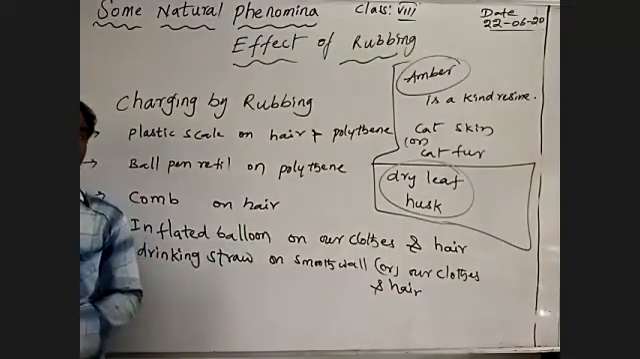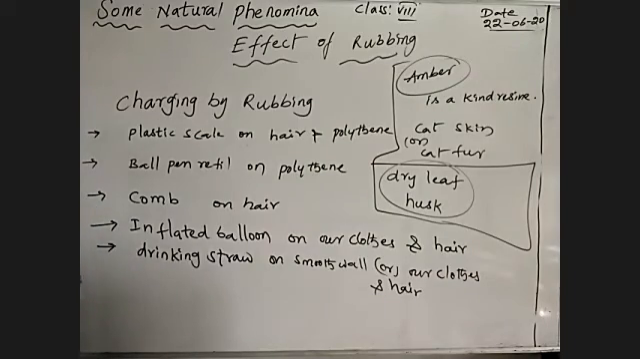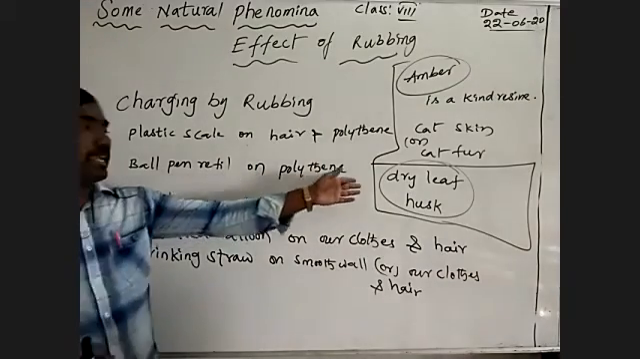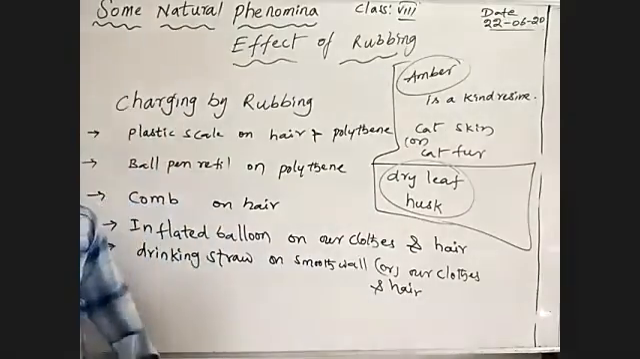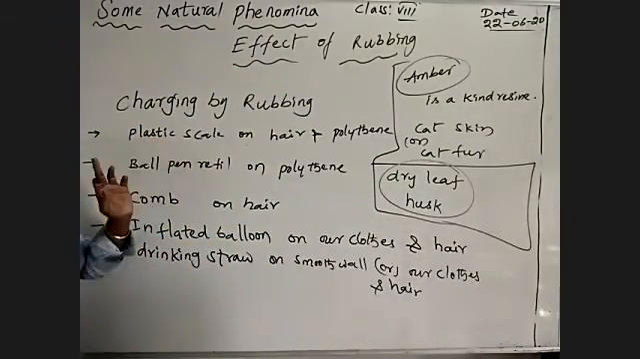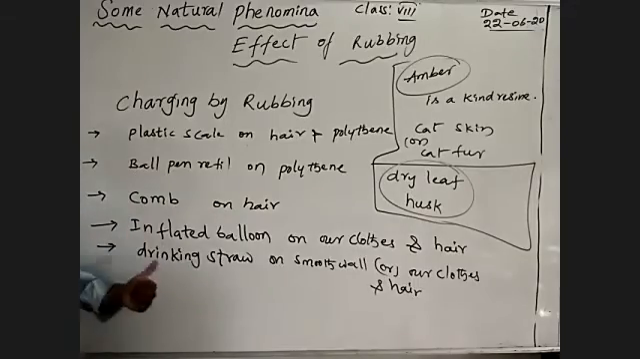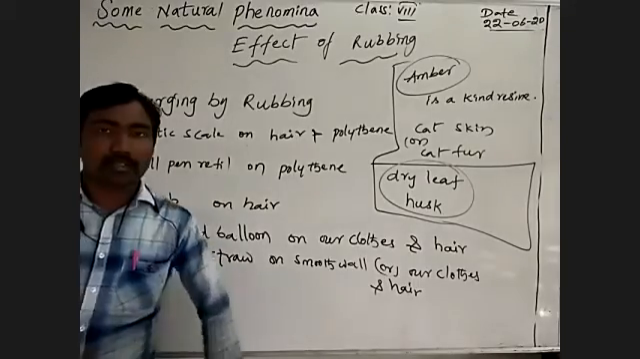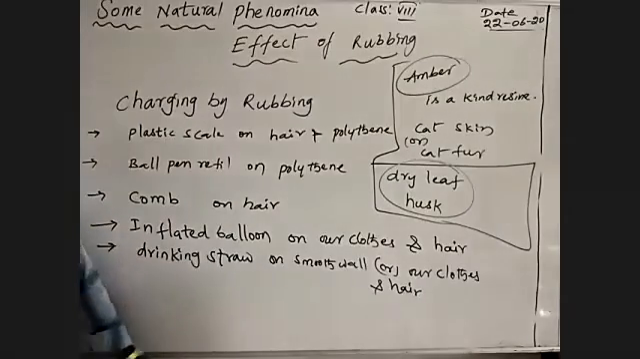Not only with the tiny papers, we can utilize dry leaves and husk to check whether they are attracted by things like a plastic scale, ball pen refill, foam, inflated balloon, drinking straw, and amber. Observe carefully what I'm telling you.